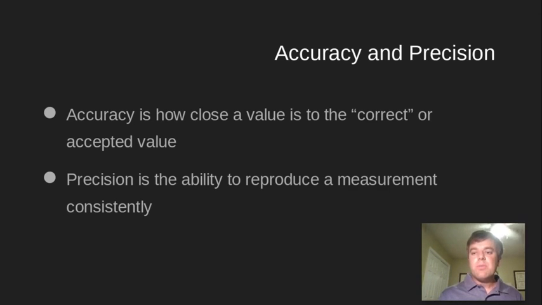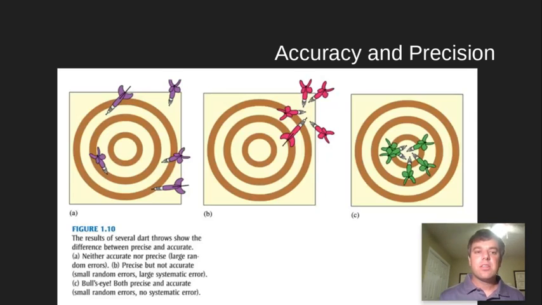Now, the equipment that we use in a science lab, particularly our digital scales, tend to be very precise. They'll give you the same numbers over and over again, but unless you calibrate them regularly, they may not necessarily be accurate in giving you the actual values.